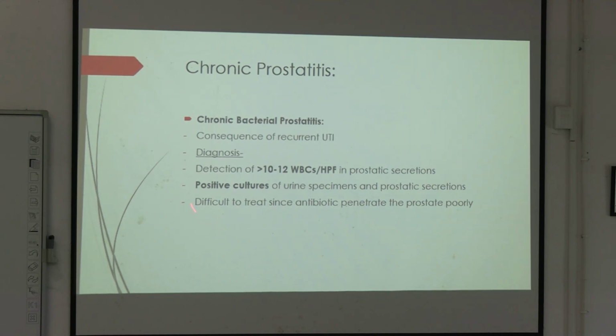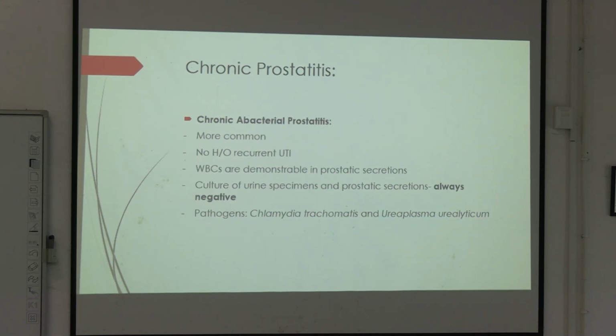And how will you diagnose? You will see more than 10 to 12 WBCs or pus cells per high power field in the prostatic secretions. And cultures will be positive since it is bacterial. And these patients are difficult to treat since antibiotics poorly penetrate the prostate. Next is chronic abacterial prostatitis.